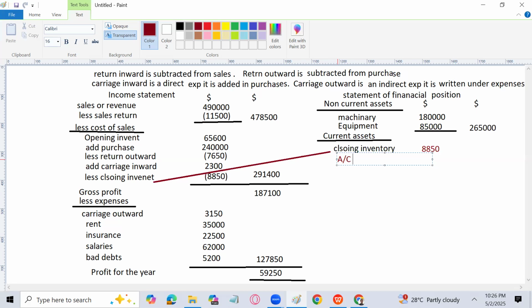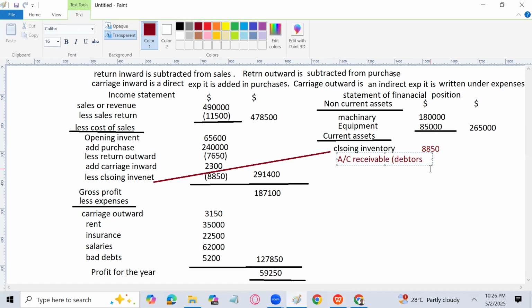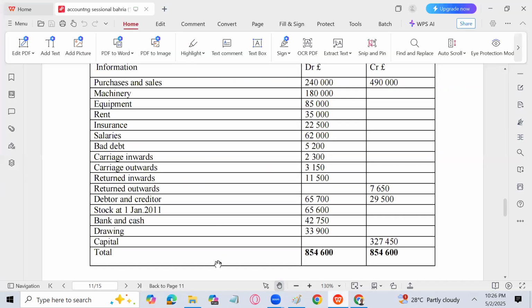Now I am going to write the account receivable or trade receivable, also known as debtors. Those people from whom you have to receive money are also a current asset. So debtors or account receivables are given and that is an asset. That is why it is written on the debit side, 65,700. So I will write here 65,700. Then any other current asset?